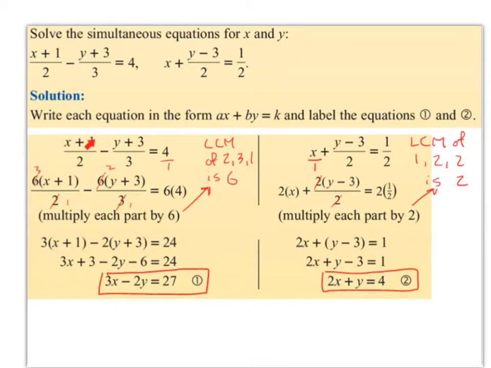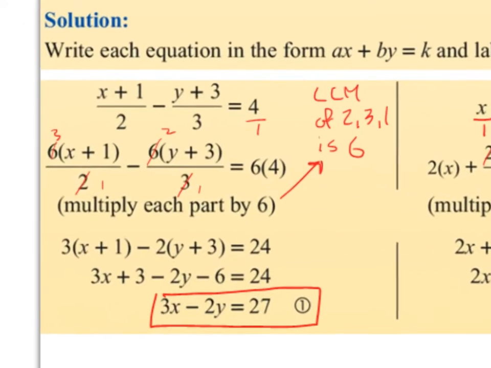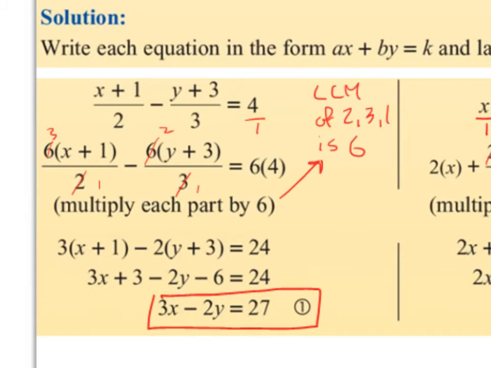So we have x plus 1 over 2 minus y plus 3 over 3 is equal to 4. And we can let 4 become 4 over 1, change it into a fraction. So the denominators are 2, 3 and 1, and the LCM, the lowest common multiple of 2, 3 and 1, is 6. So we multiply each part by 6. So we end up with 6 times x plus 1 over 2 minus 6 times y plus 3 over 3 is equal to 6 times 4.